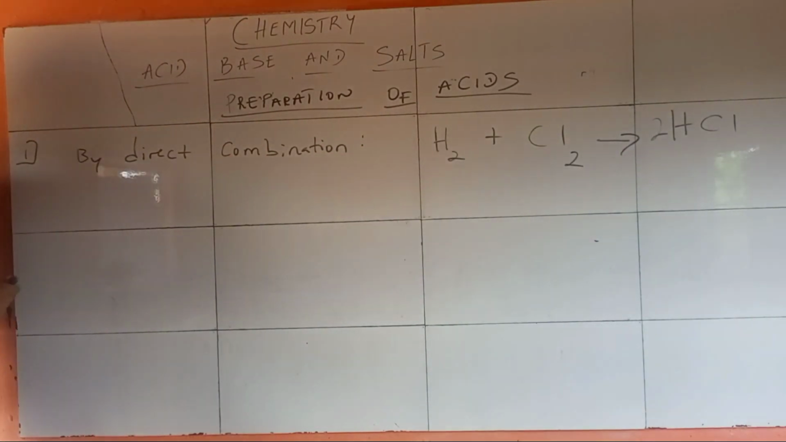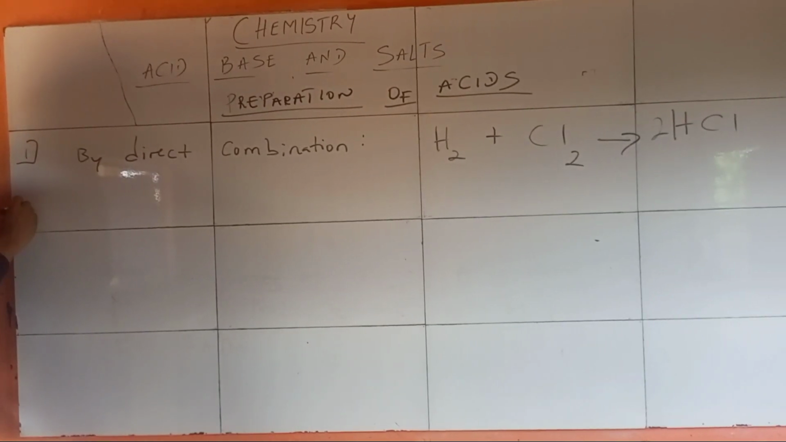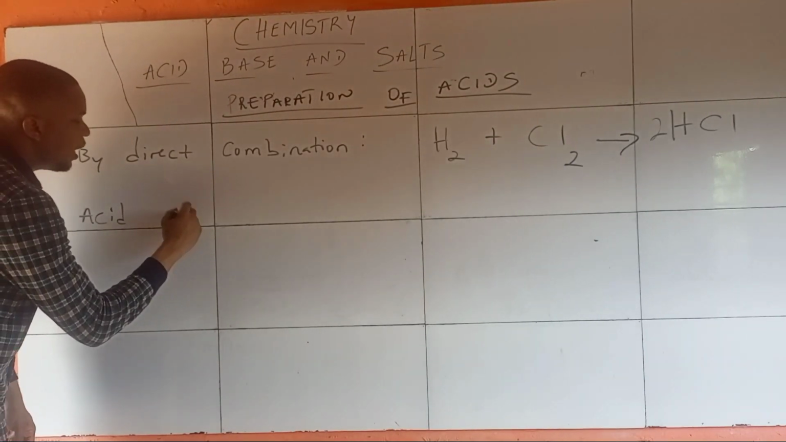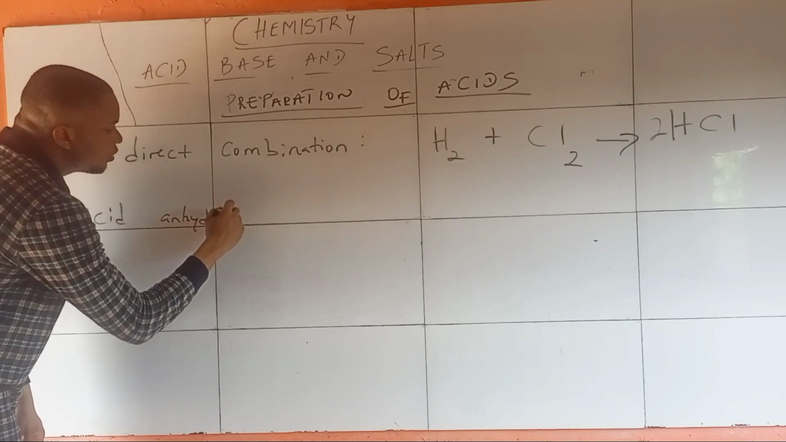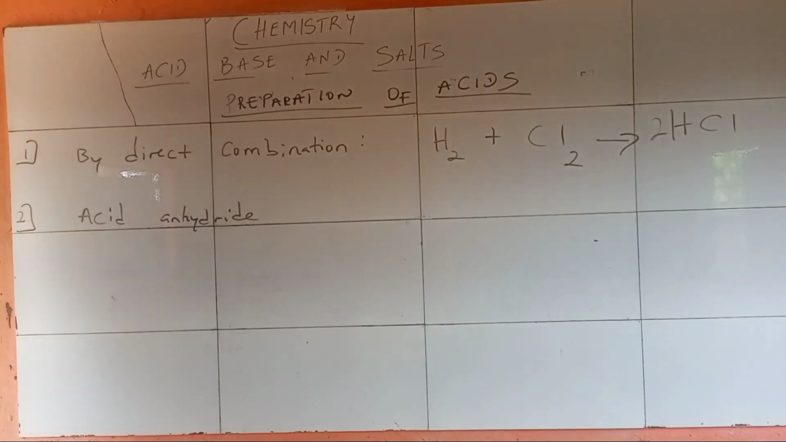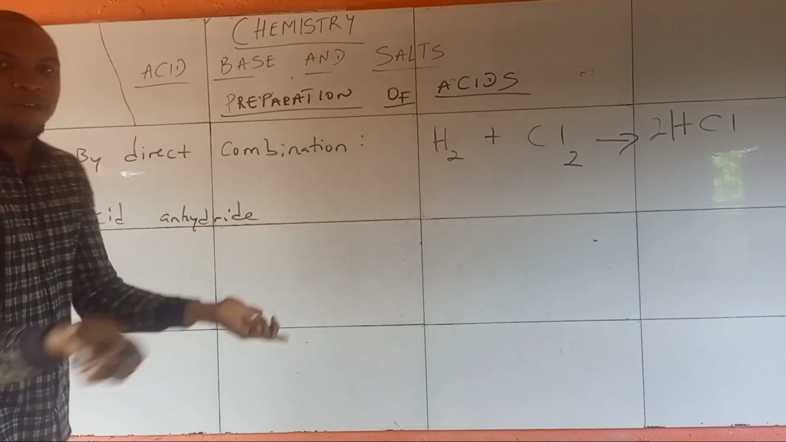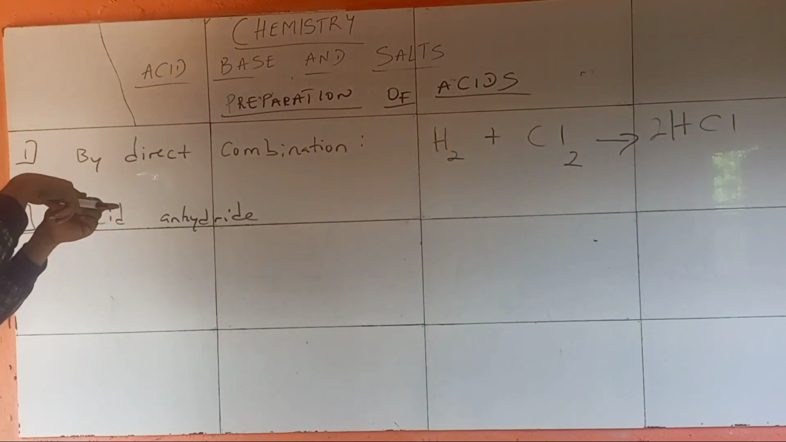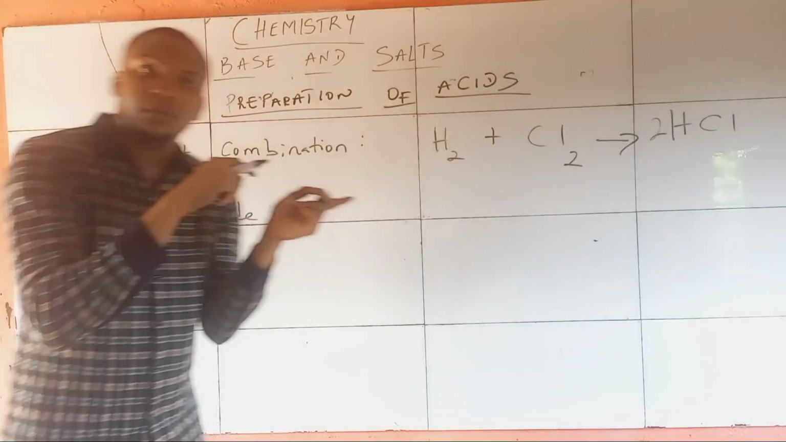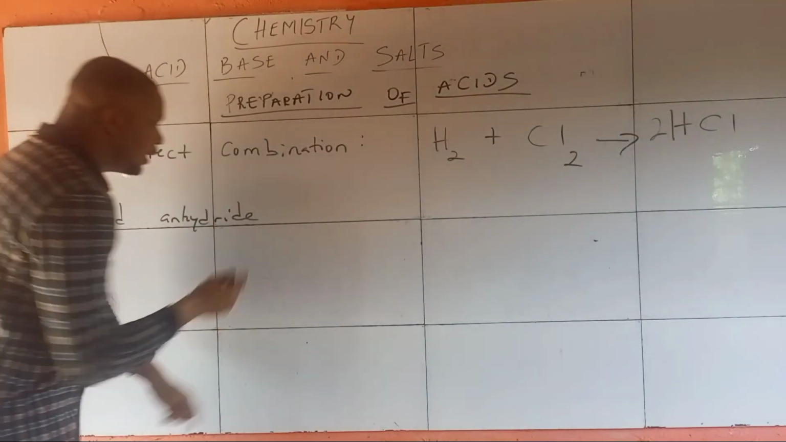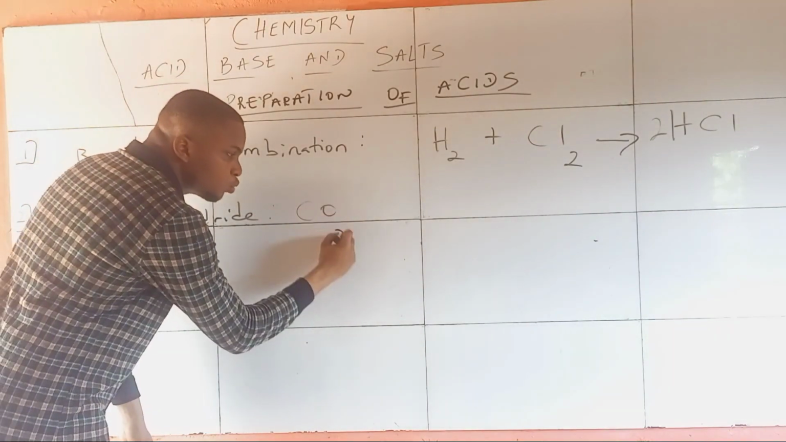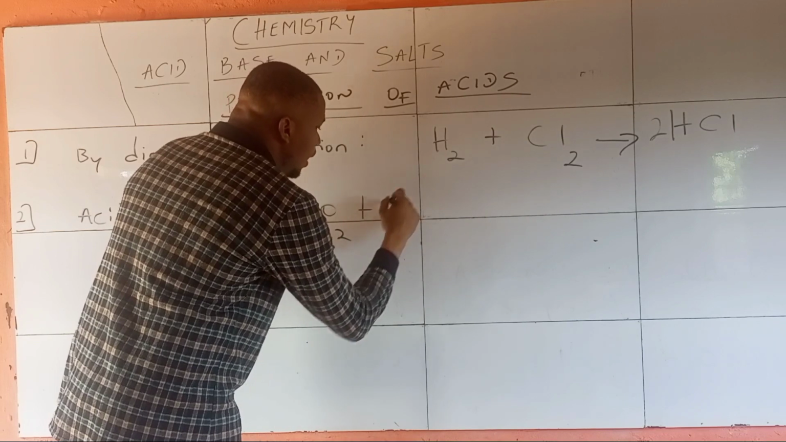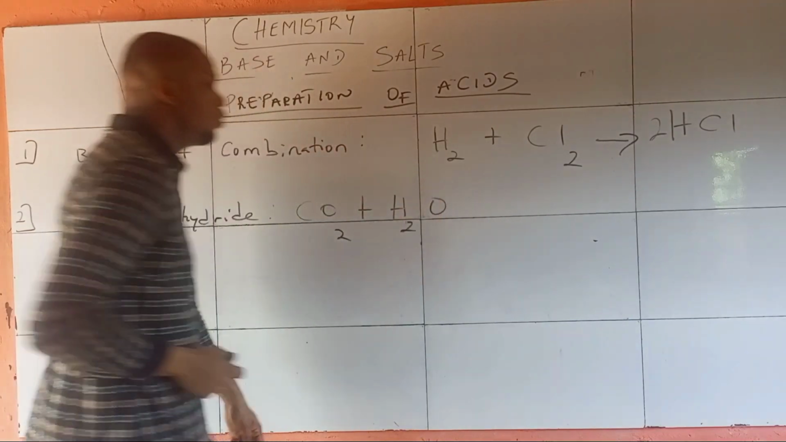Another method of preparing an acid is by what? Acid anhydride. Your carbon dioxide is an acid anhydride. If I combine carbon dioxide with water, it will give me an acid. Let's find out. Carbon dioxide, CO2, plus water, H2O.